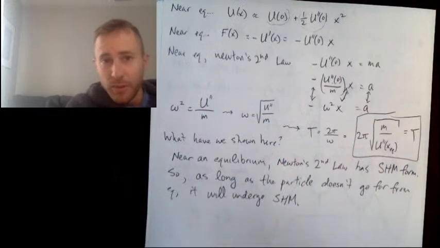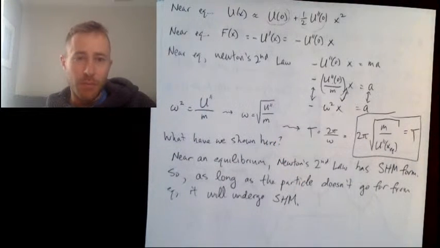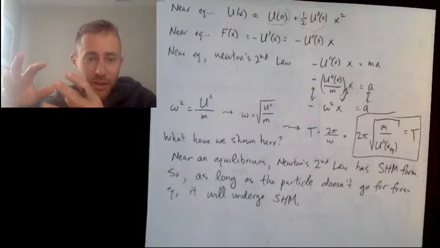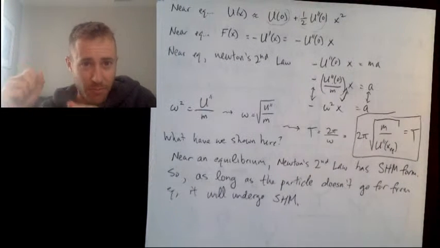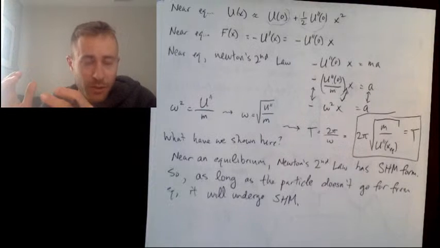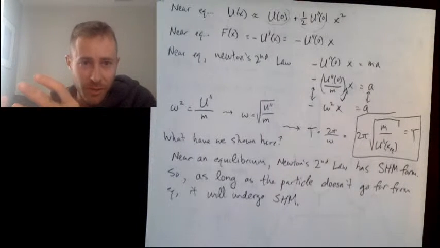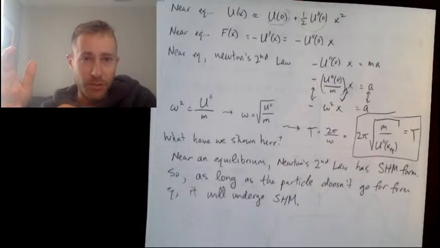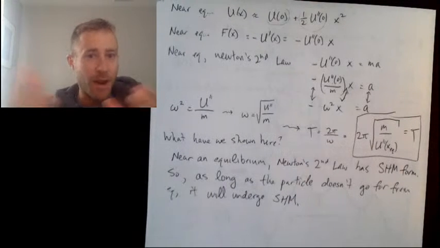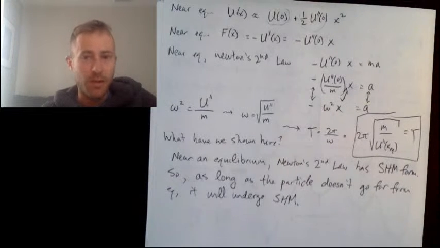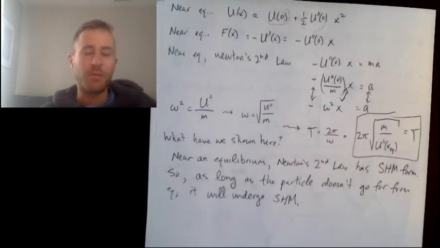So that is why we see SHM everywhere. It's because things that are in equilibrium, if you disturb them, and it's a small disturbance, like not enough to completely destroy the object or change its configuration, then it's going to undergo simple harmonic motion, no matter what the shape of the potential is overall. And the period of that simple harmonic motion is going to be that.